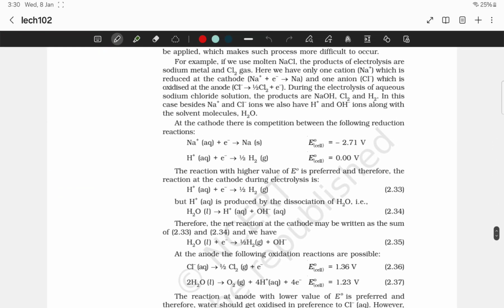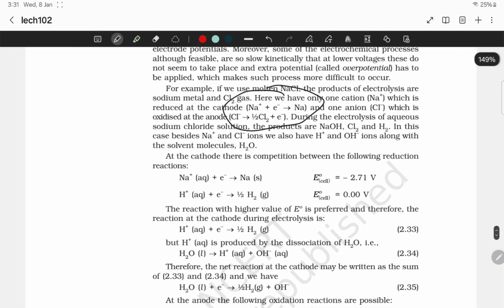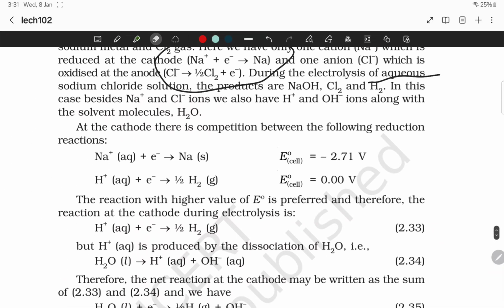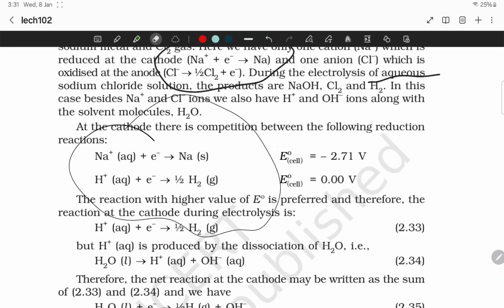Yes. So here is the reaction that we told, now written. Here it is written. Now during the electrolysis of aqueous sodium chloride, NaCl plus H2O is in the medium. So in aqueous sodium chloride, what happens?